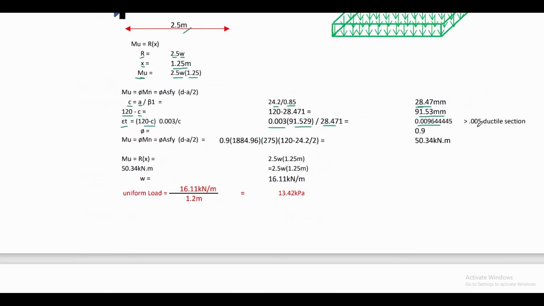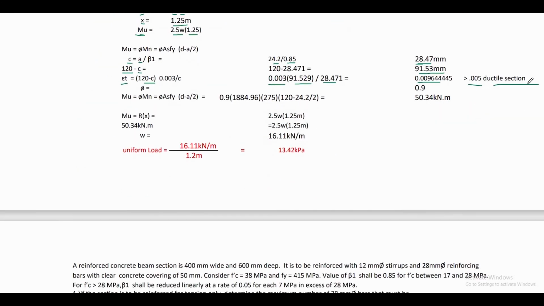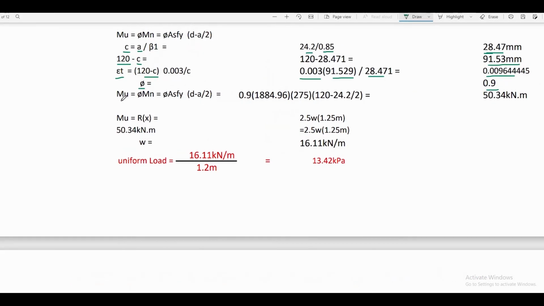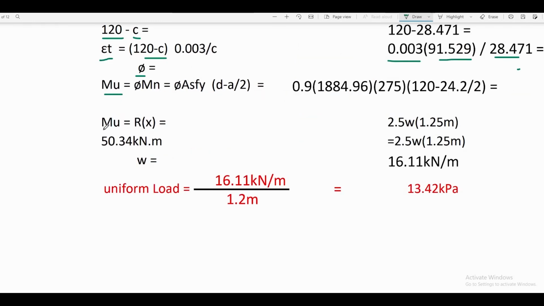It means that it is greater than 0.005, so that is a ductile section. We can use the value of phi equal to 0.9. So we will now multiply Mn by phi, and that is equal to 50.34 kilonewton meter for the value of ultimate strength. If we now equate the ultimate moment from the cantilever beam, 2.5 W multiplied by the moment arm 1.25 meters, to the ultimate moment from the given cross-section and reinforcement, the only unknown will be the uniformly distributed load that should be applied on the cantilever beam to reach the ultimate moment that the beam can resist, equal to 50.34 kilonewton meter.